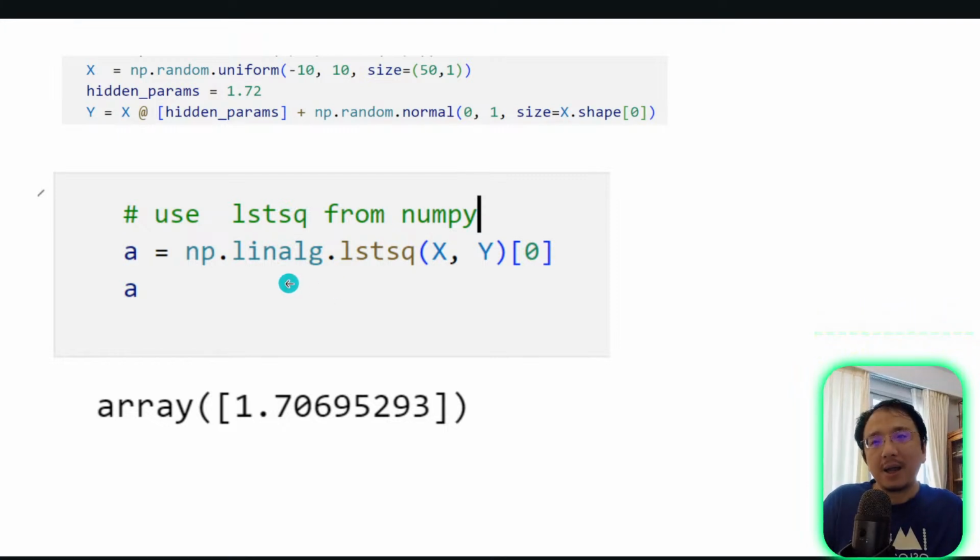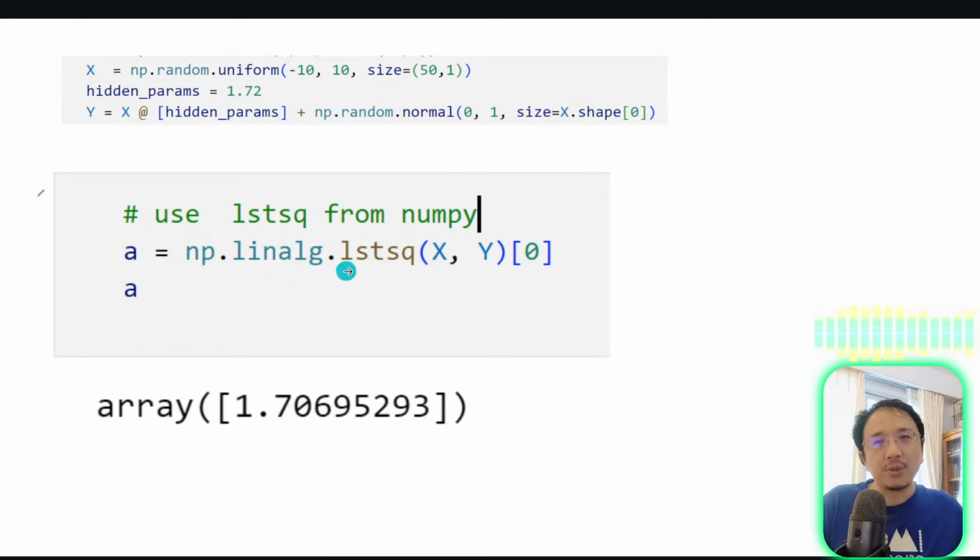In NumPy, the linear algebra submodule contains a function called least square. If you give it the x and the y, it will compute the least square to do the minimization, to do the optimization for you, and to find out the hidden parameter. So this is the code, and the hidden parameter it found is 1.706959293, which is not exactly correct because our correct answer is 1.72, but it's very close.